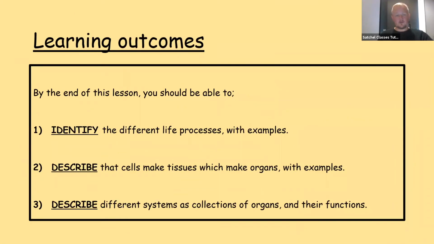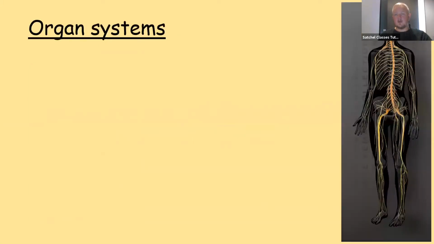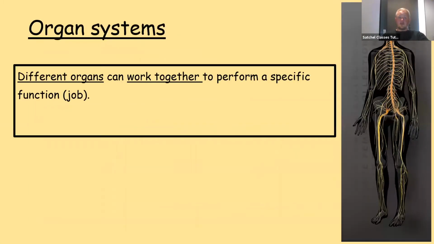So that helps describe cells making tissues which make organs with examples. The final thing to do is to describe different systems as a collection of organs and their functions. Organ systems then. Different organs can work together to perform a specific function or a job.